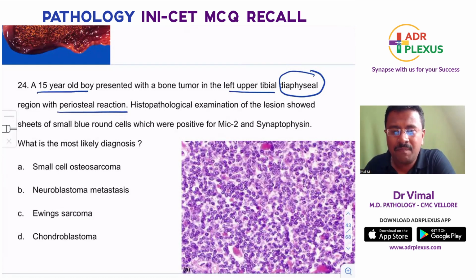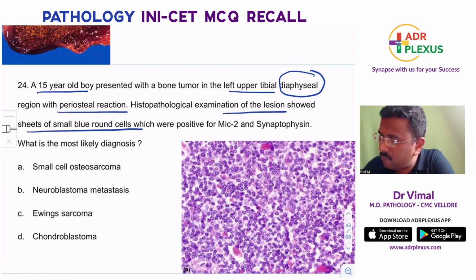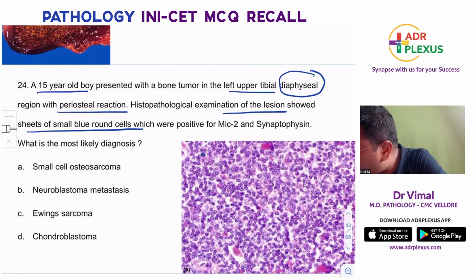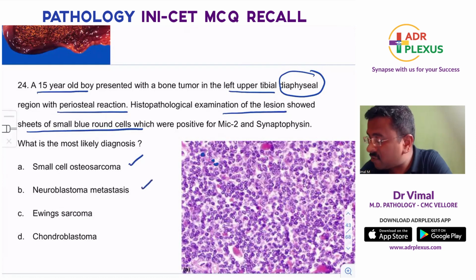On histopathological examination, the lesion showed sheets of small blue round cells, and the examiner has also given you the image. There are many differential diagnoses for small blue round cells, and the examiner has given the common diagnoses in this age group: small cell osteosarcoma, neuroblastoma metastasis, Ewing sarcoma, and chondroblastoma.